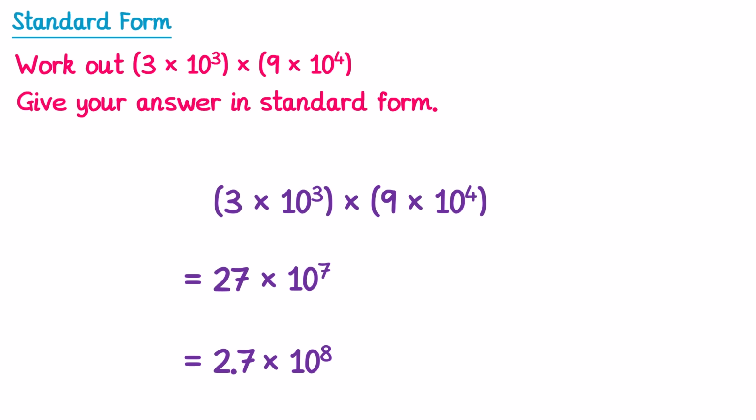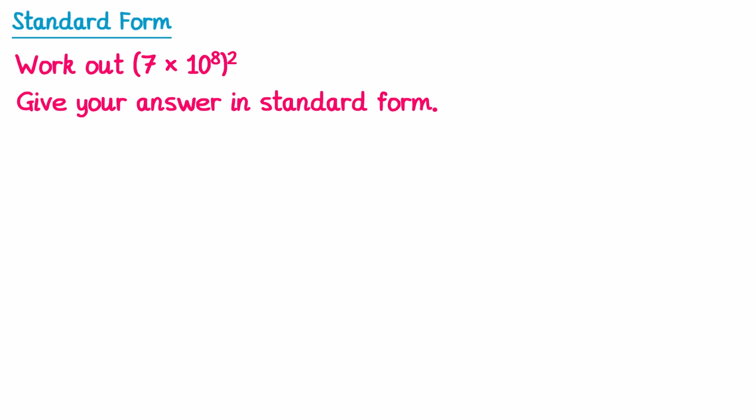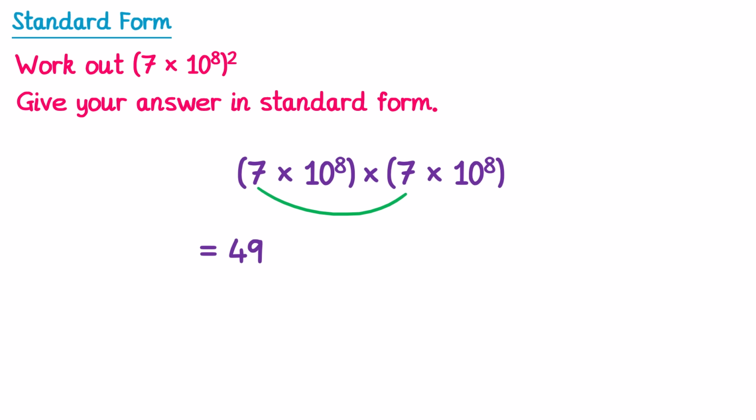Let's try another example like this one. So now we're going to do 7 times 10 to the power 8, squared. When you square a number, you multiply it by itself. So this is 7 times 10 to the 8 multiplied by itself. Now we just apply the same rules as before. So we need to do 7 times 7, which is 49, and 10 to the 8 times 10 to the 8, and we add those powers, 8 plus 8 is 16, so it's times 10 to the power 16.